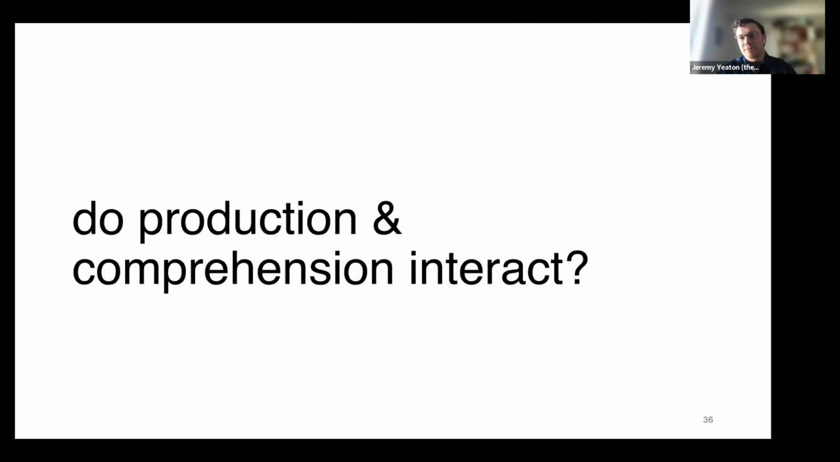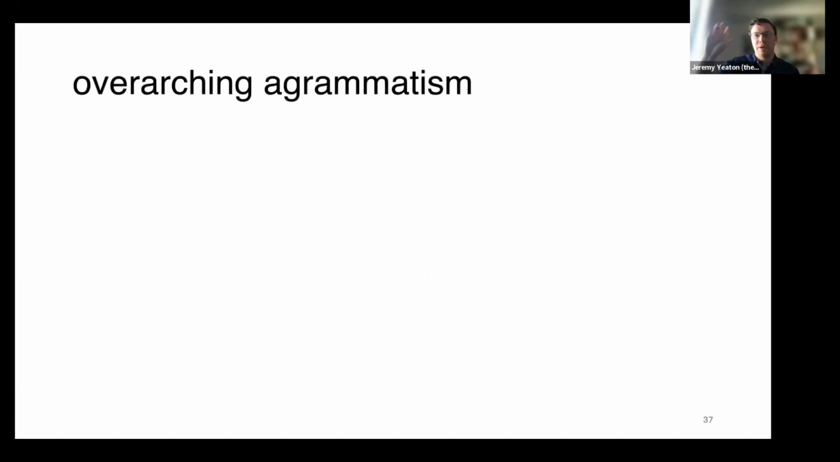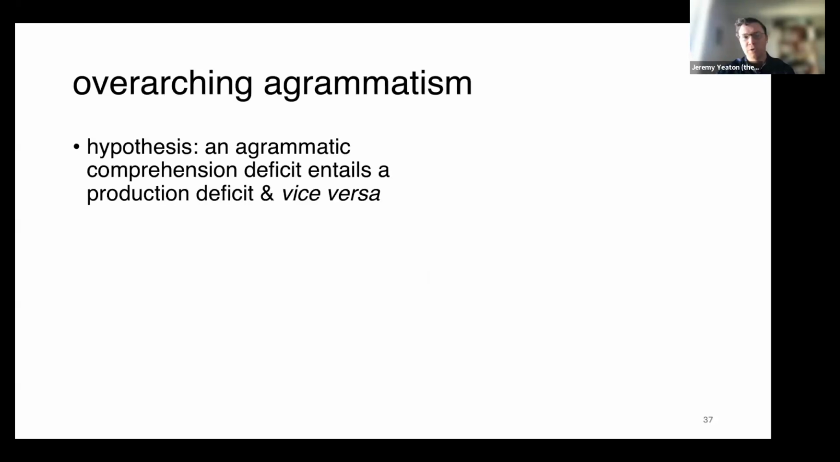So our next question is, do production and comprehension interact? We've been able to say, okay, let's just look at production, here's what we get, but maybe these are related. One of the approaches to this has been the overarching agrammatism hypothesis, which is that agrammatic comprehension entails a production deficit and vice versa.